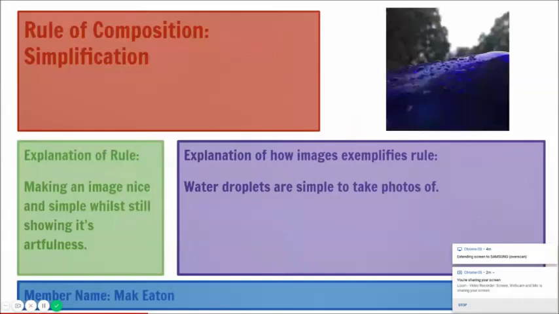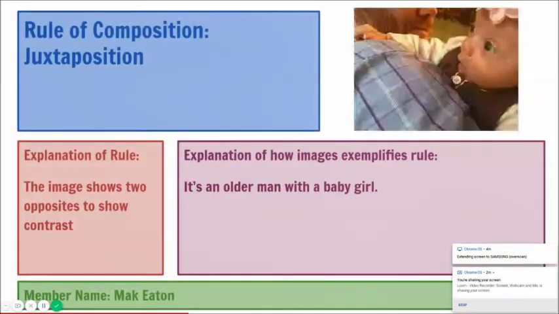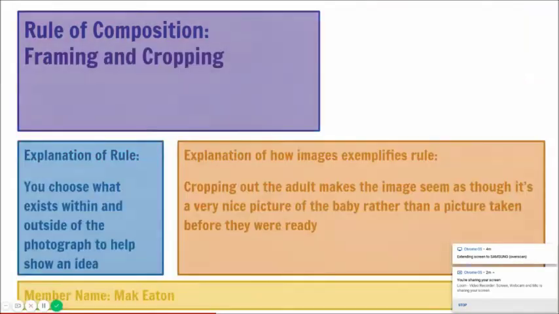Simplification. Making an image nice and simple while still showing its artfulness. Water droplets are simple to take photos of. Juxtaposition. The image shows two opposites to show contrast. It's an older man and a baby.